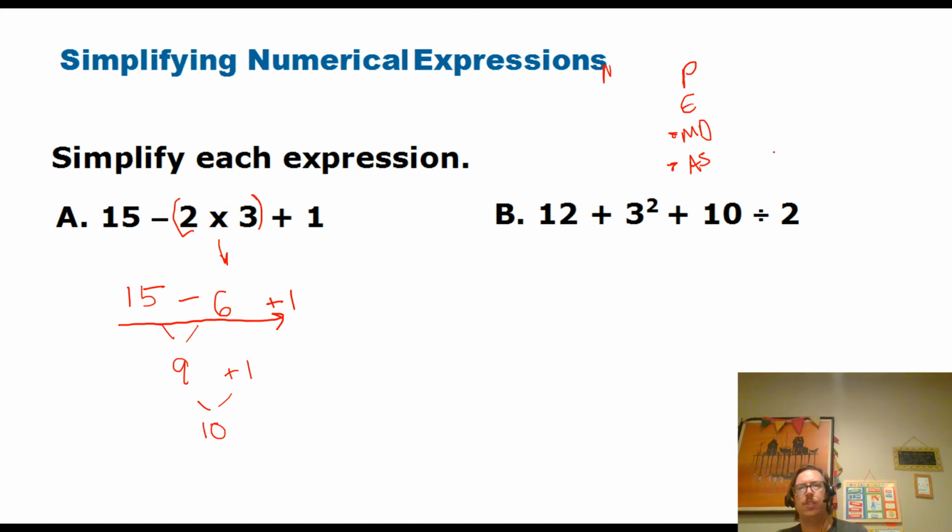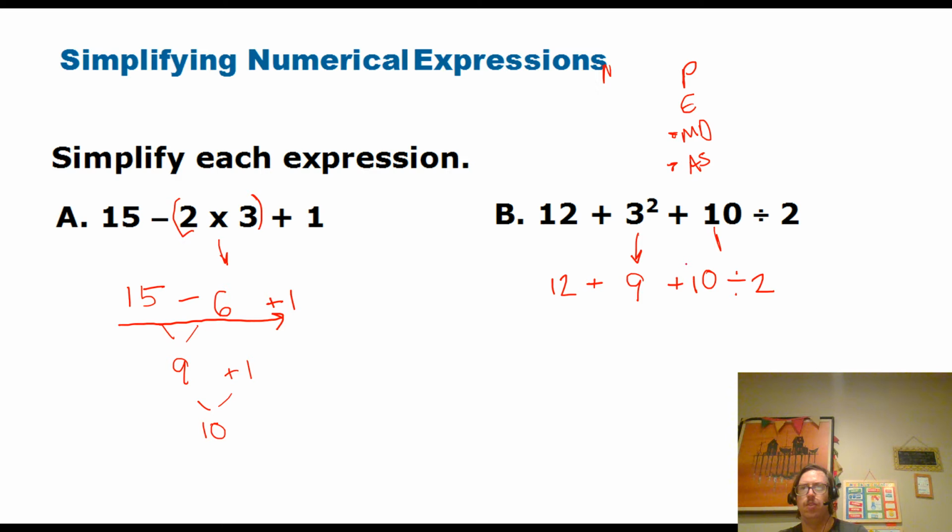Okay, so in this case, we do have an E for exponent to start our problem off. So I'm going to start with this 3 squared. That means 3 times 3, which is 9. Okay, I'm going to copy everything else because that's how I play it safe.